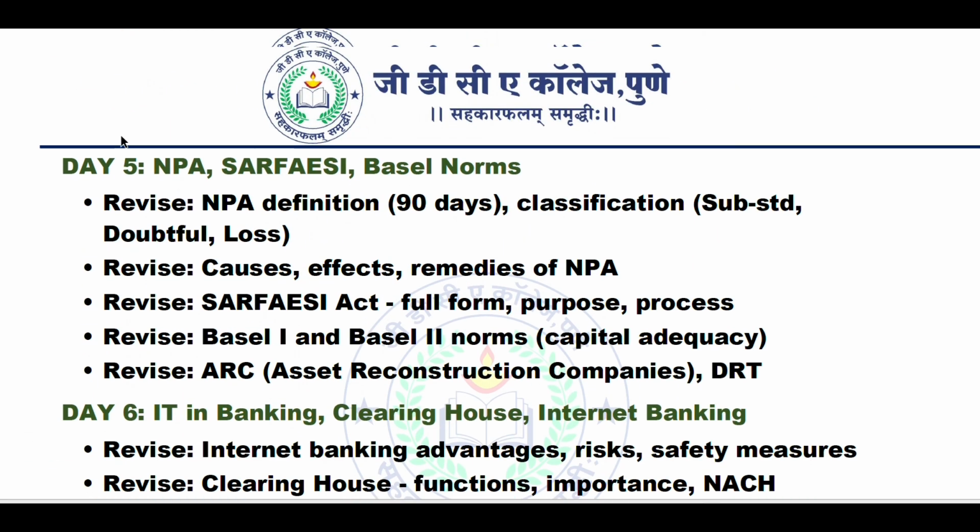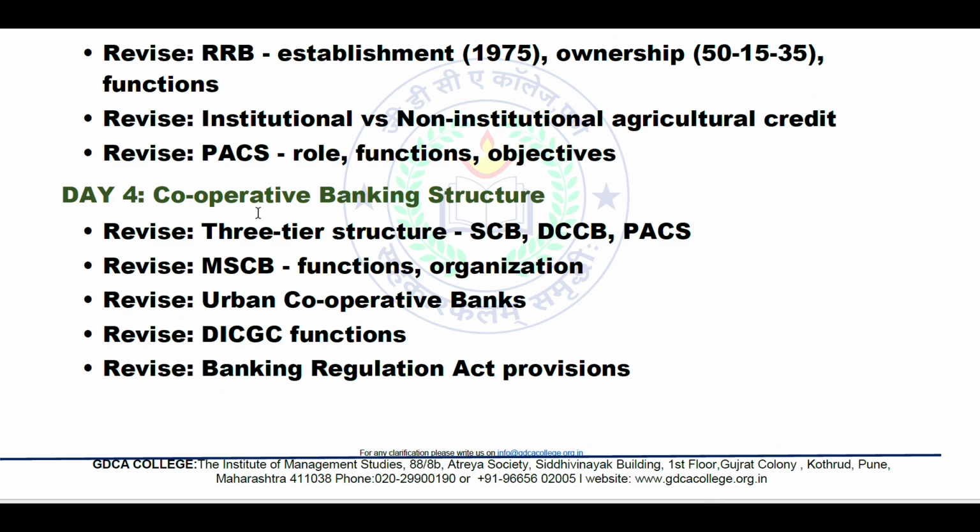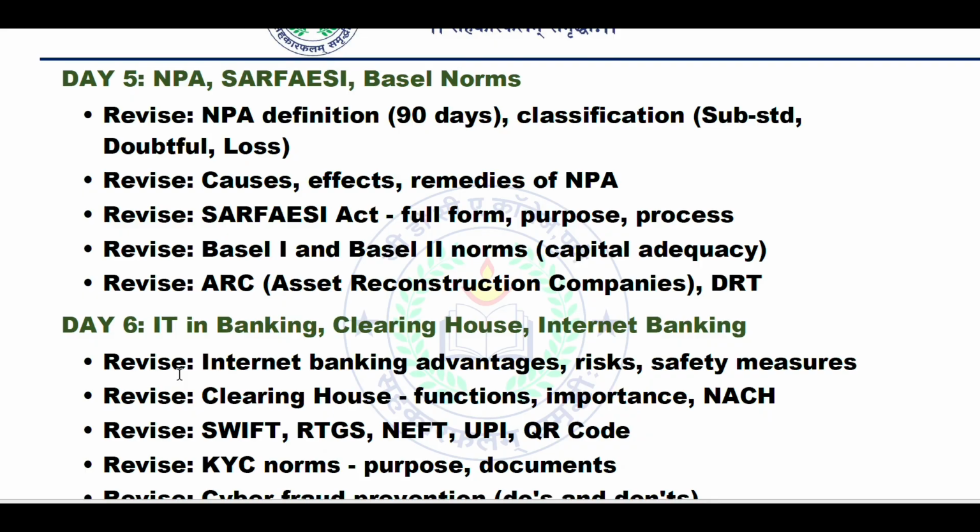On day four, cooperative banking structure. Revise the 3-tier structure, that is SCB, DCCB, and PACS. Revise MSCB functions and organization. Then revise urban cooperative banks, DICGC functions, and Banking Regulation Act provisions.